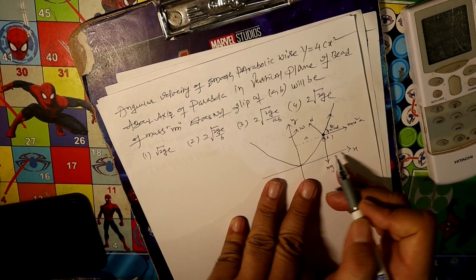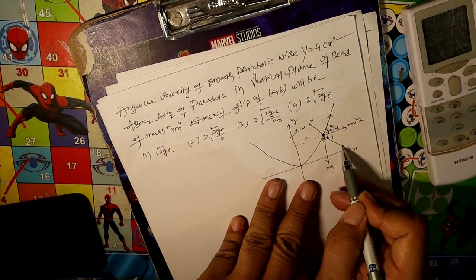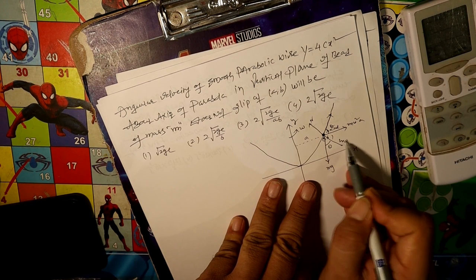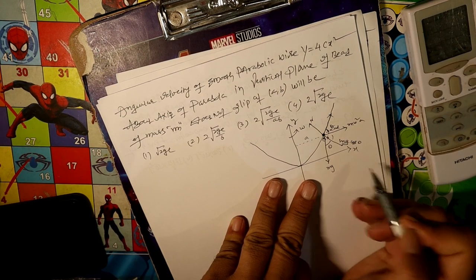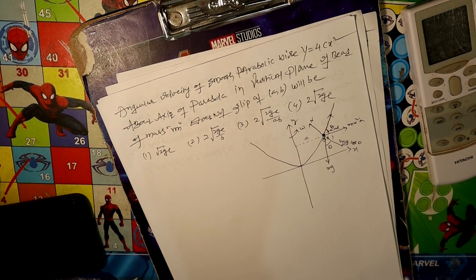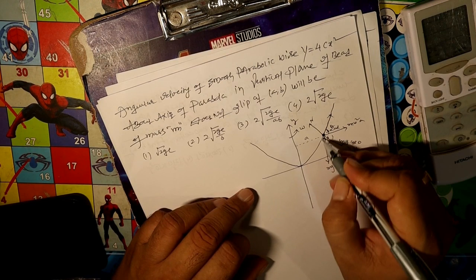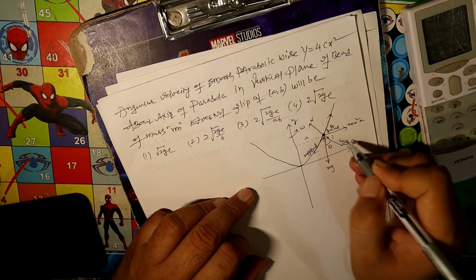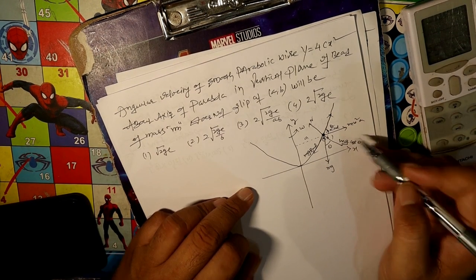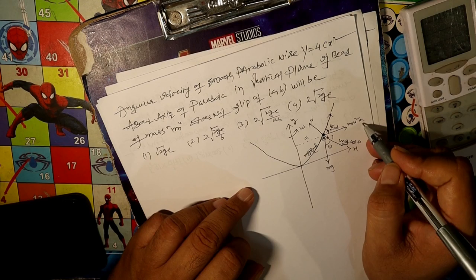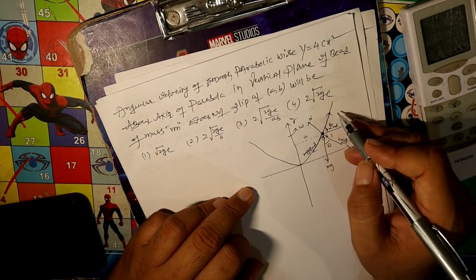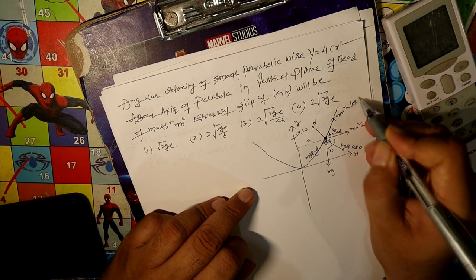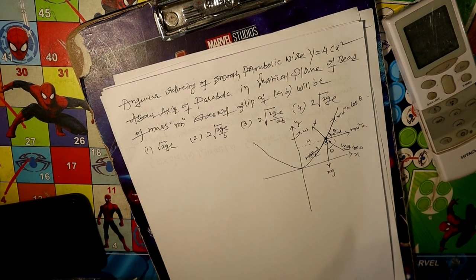Now resolve this weight into two components. mg, if this angle is theta, this component becomes mg cos theta and this component becomes mg sin theta. Now resolve this centrifugal force. This is m omega square a. This becomes m omega square a cos theta.